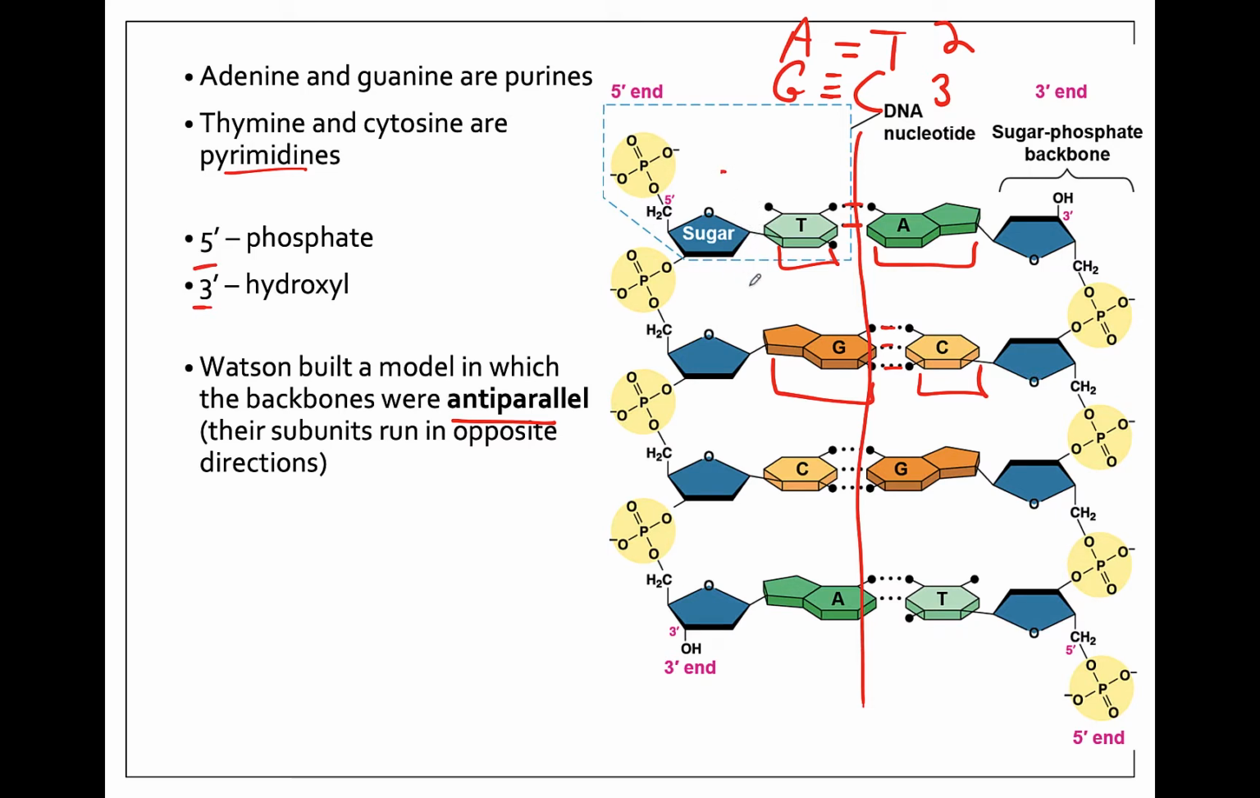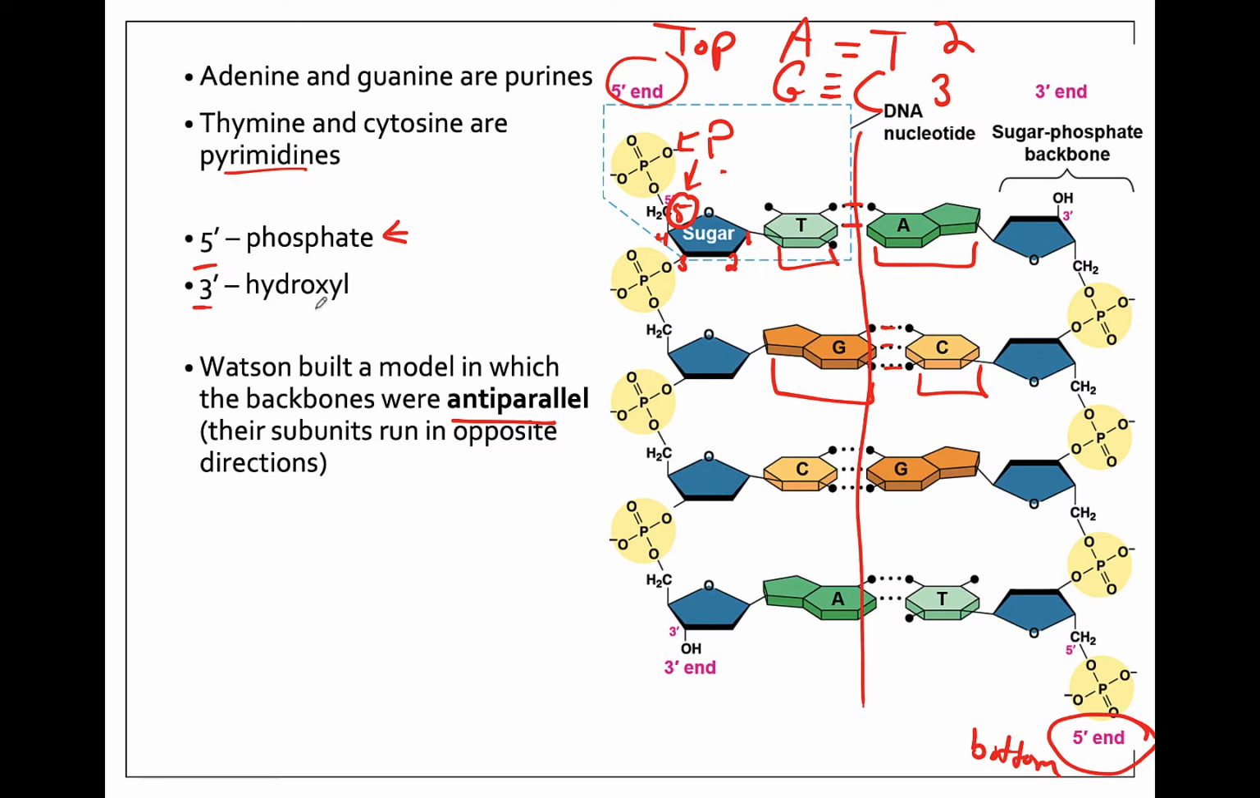When you get to organic chemistry, you'll learn how to number carbons. So on a carbon molecule here, this is the first carbon, second carbon, third carbon, fourth carbon, fifth carbon. So the 5' end is named because the phosphate group is attached to the number 5 carbon. So that is the 5' end of the DNA. Notice on the left that the 5' end is over here at the top, and on the right, the 5' end is over here on the bottom. They run in opposite directions.